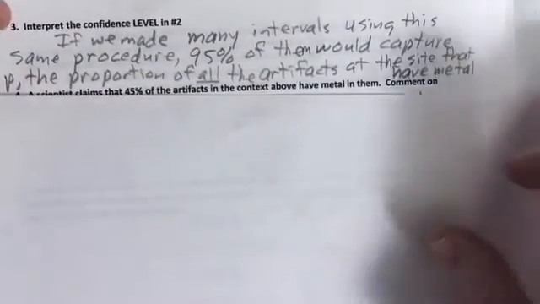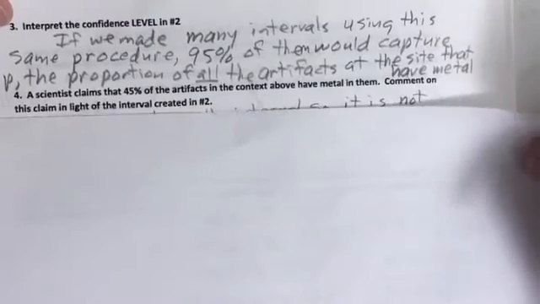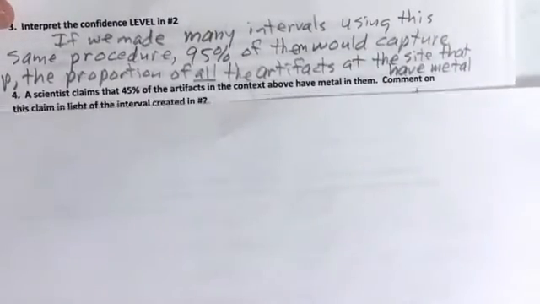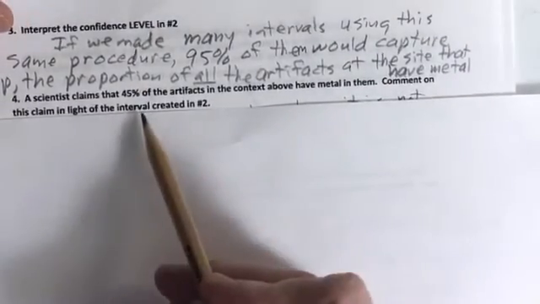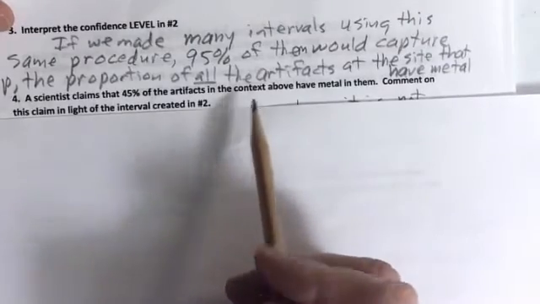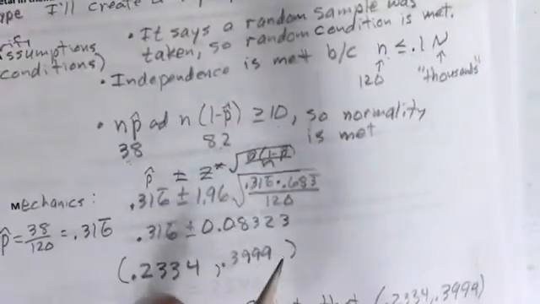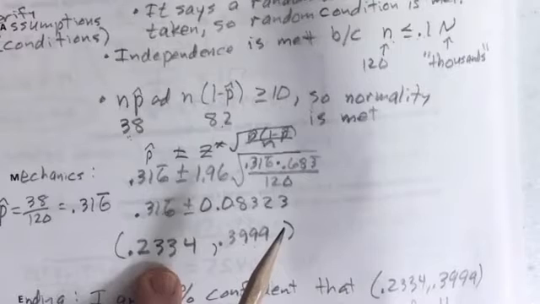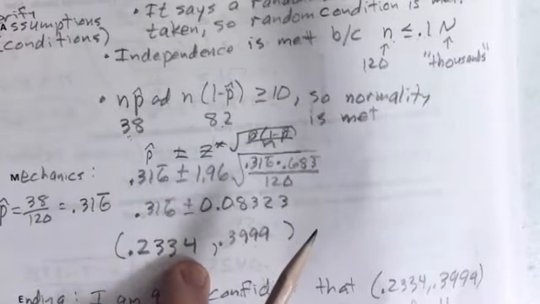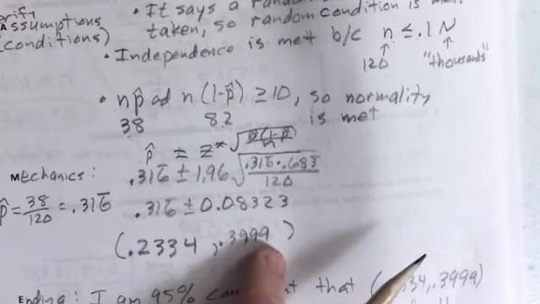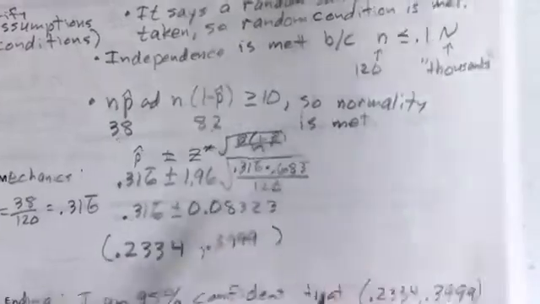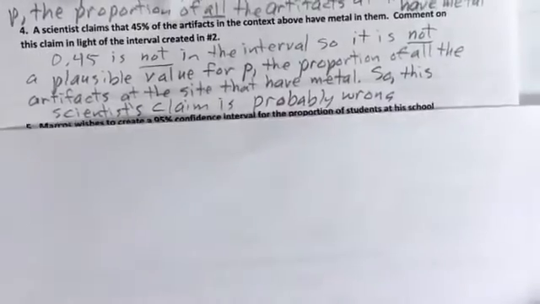And the next question says this: a scientist claims that 45% of the artifacts have metal in them. Comment on this claim. Well, notice in the interval, the plausible values are between 23.34% and 39.99%. 45% is not in the interval, so it's not a plausible value. And so that is in essence what we are going to say.